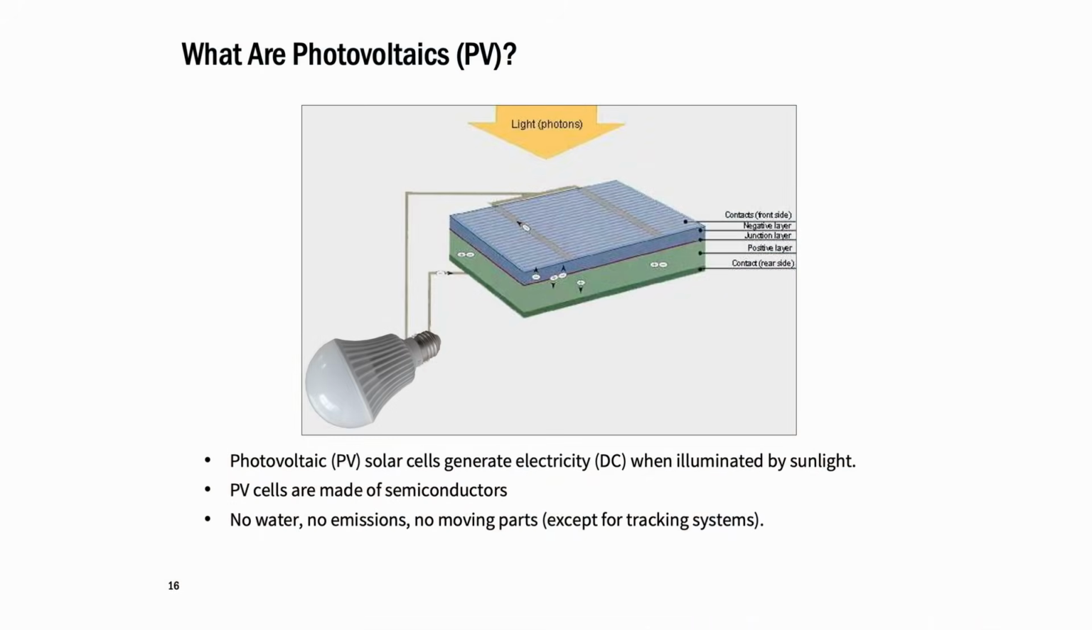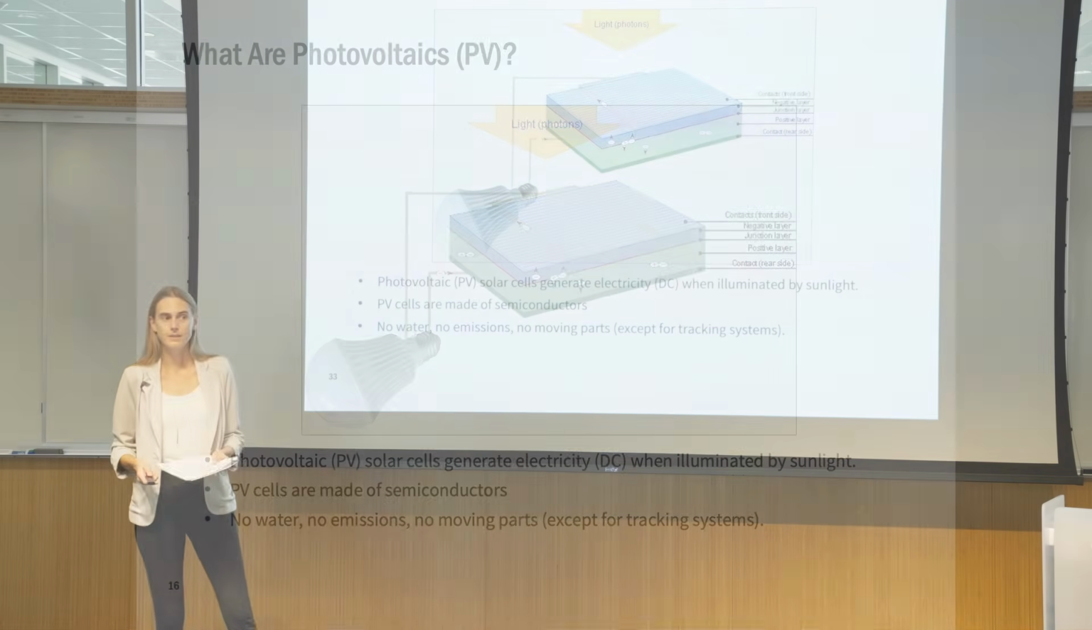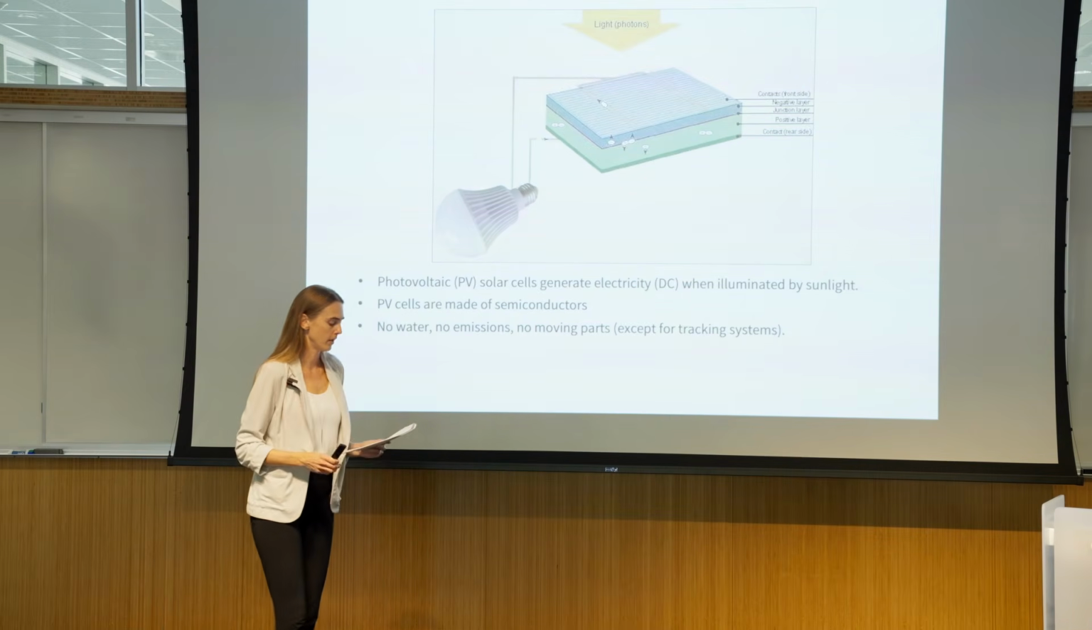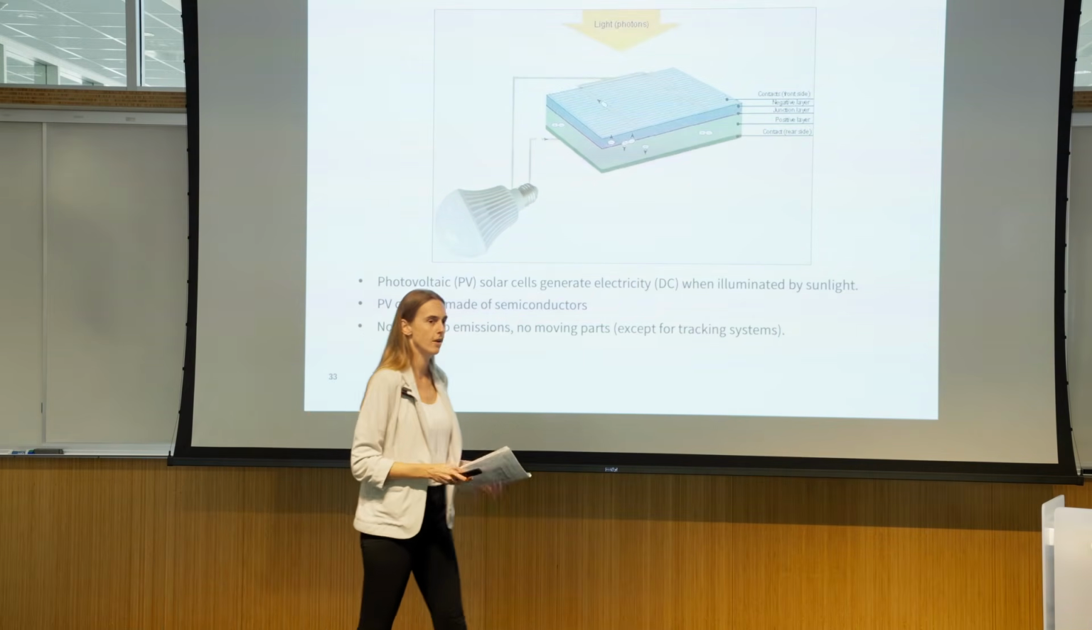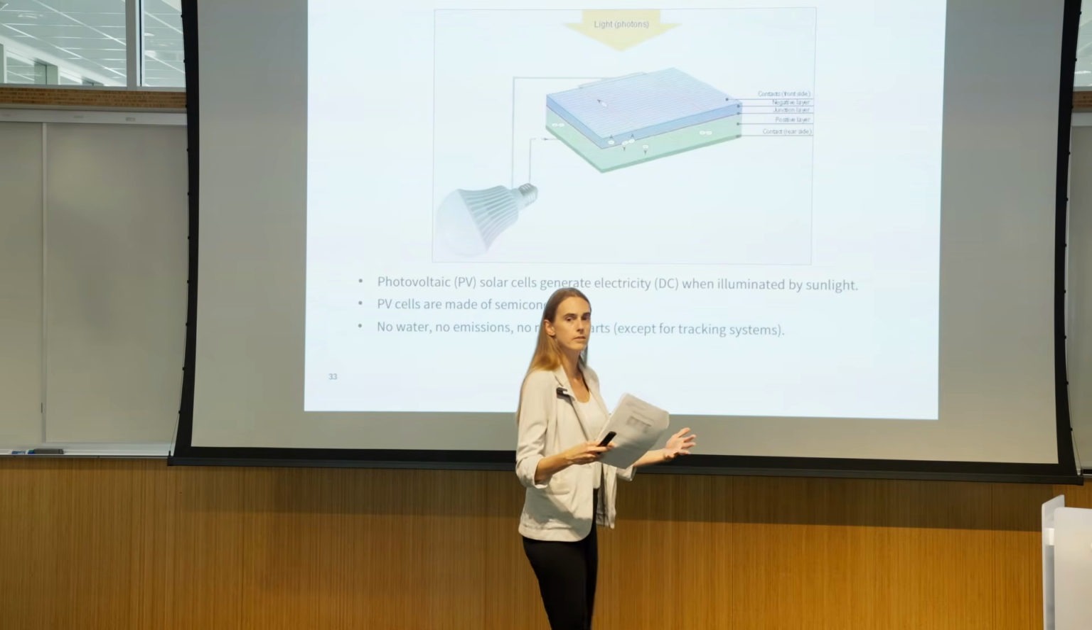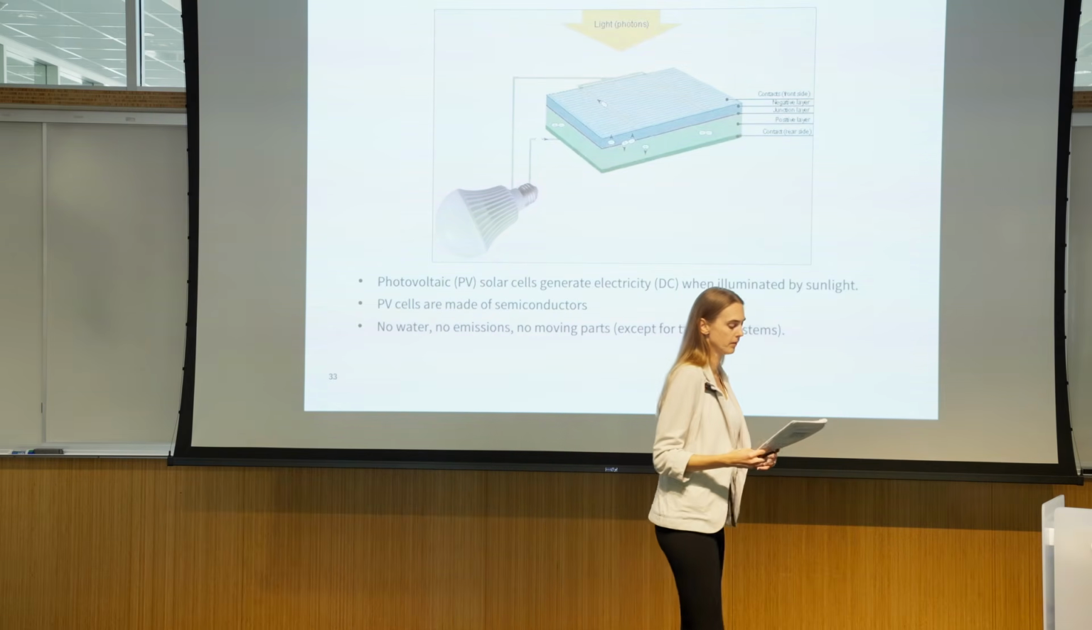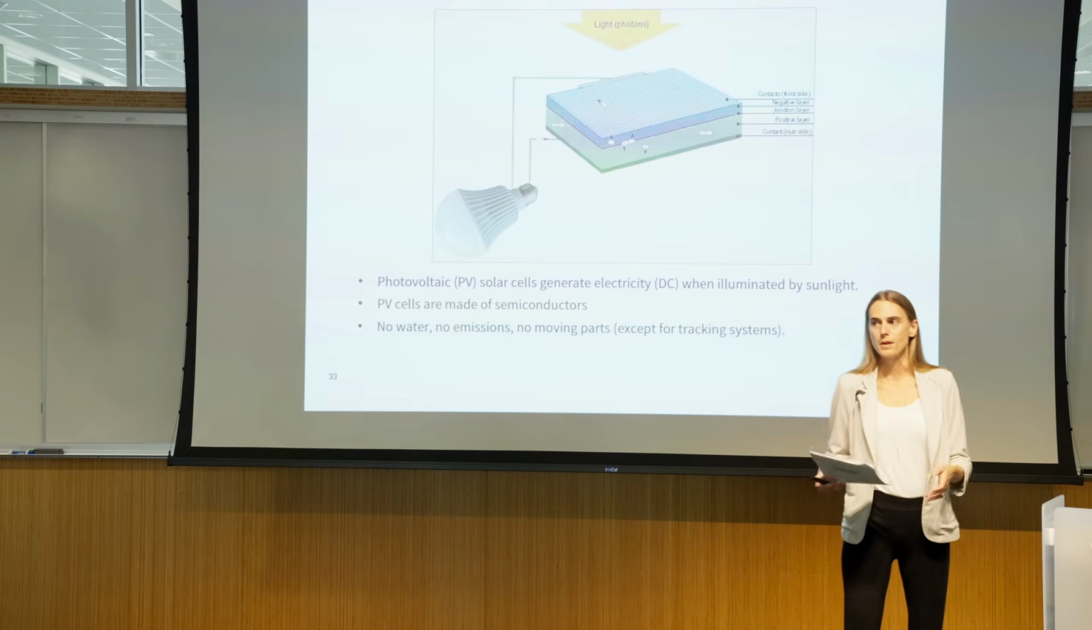PV, photovoltaics, uses energy from sunlight to move electrons around in semiconductor materials in a controlled manner in order to generate a current. So there are certain materials that exhibit a characteristic known as the photoelectric effect that causes them to emit electrons when they're hit by photons. So these are semiconductor materials.